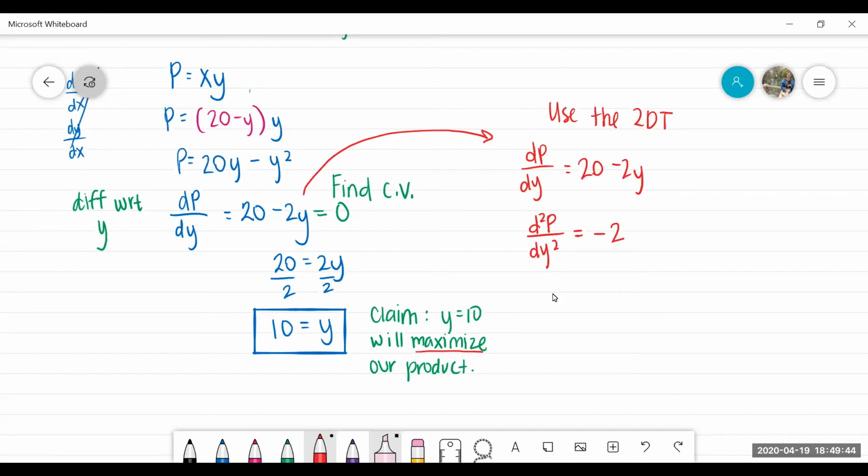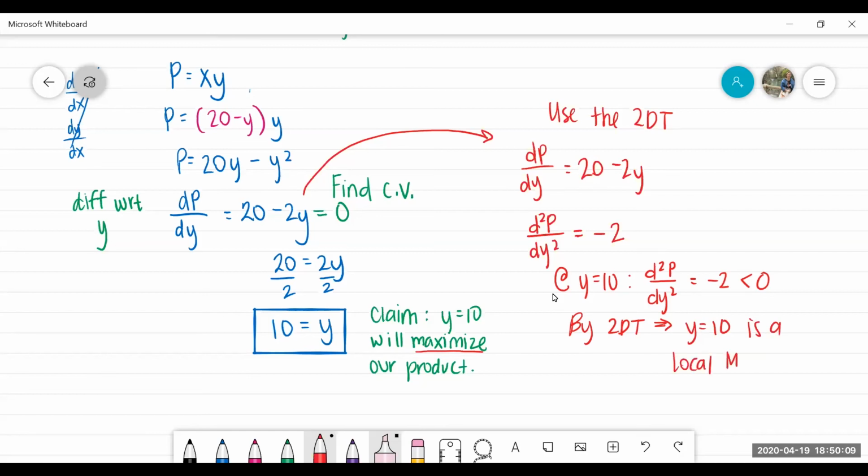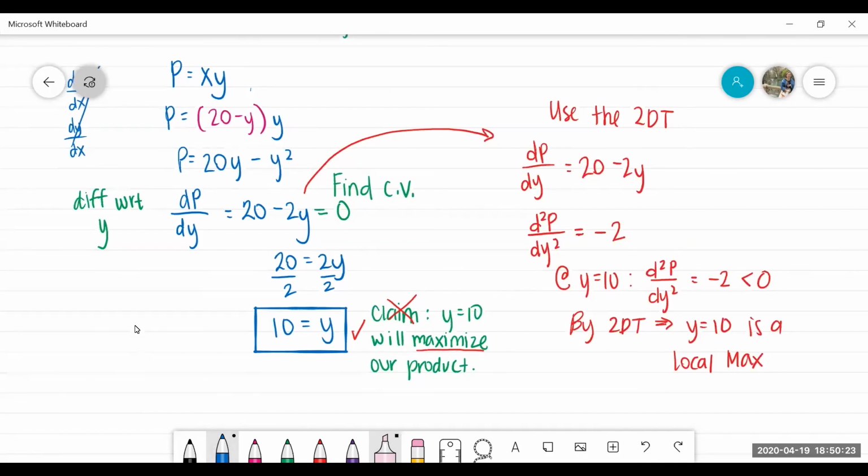So when we check the second derivative at y is equal to 10, the second derivative doesn't change, right? There's no variables in there. This is still equal to negative 2, which is a negative value, which by that second derivative test, tells us y equals 10 is a local max. So that's how this goes from a claim to something that we have shown, right? This is a local maximum. This is, in fact, an answer, and we don't have units, so we don't need units on there.